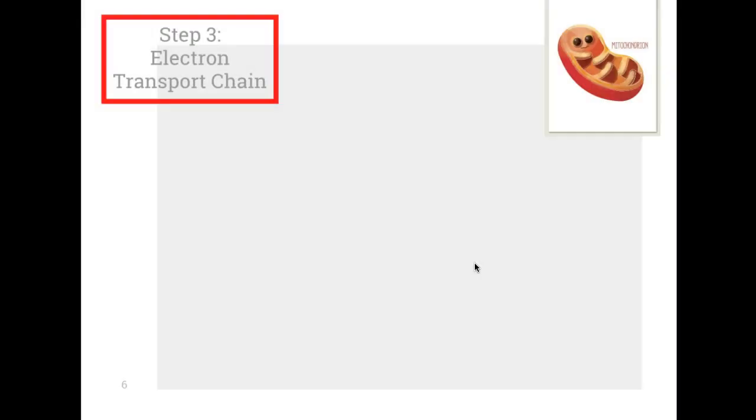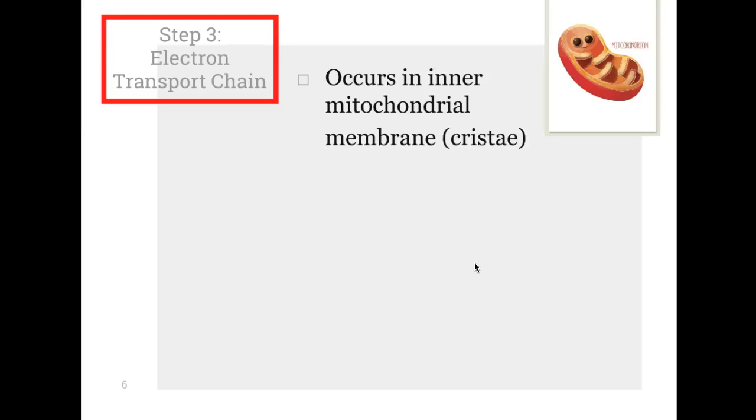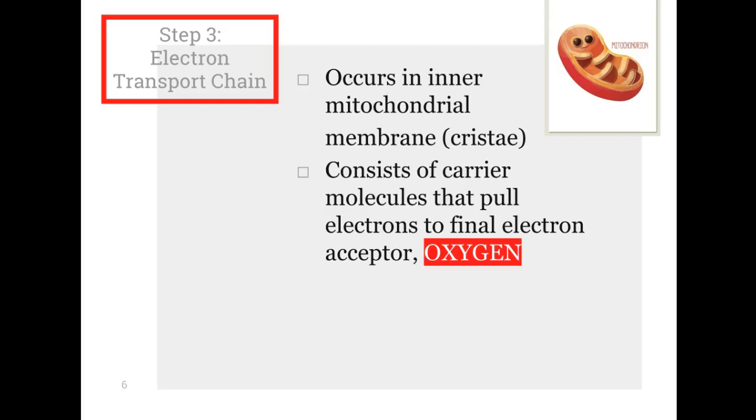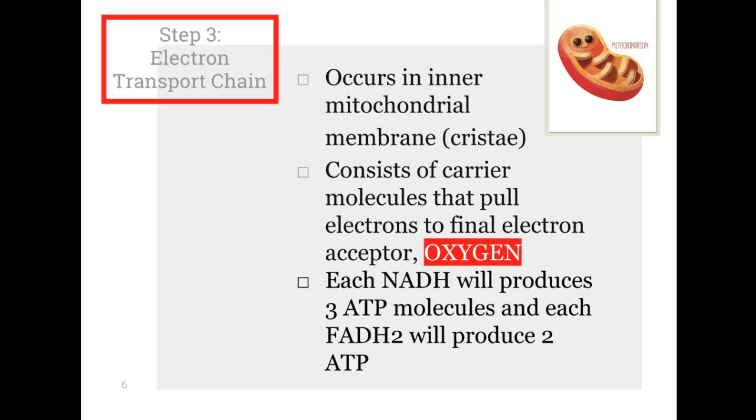So that third step, the electron transport chain, is going to be on the inside of the mitochondria, where the membrane is called the cristae. It's kind of the squiggly line of the mitochondria. Basically, oxygen is sitting at the end of the electron transport chain. It's called an electron acceptor, and it's what's pulling the electrons towards it so that the electrons will go across the membrane.